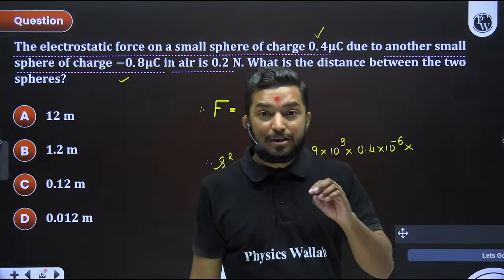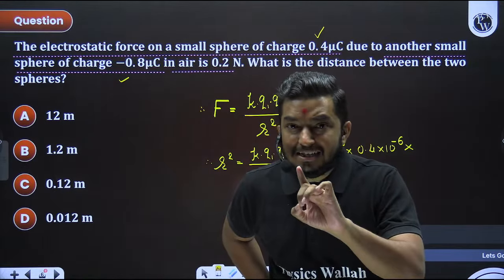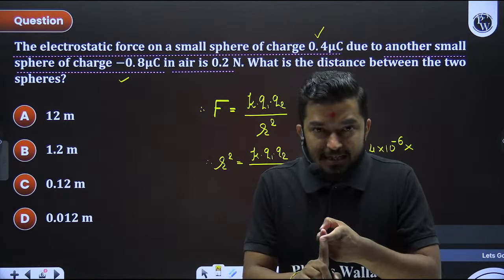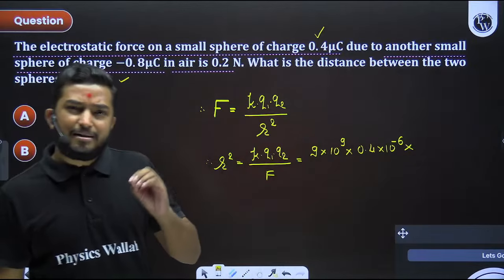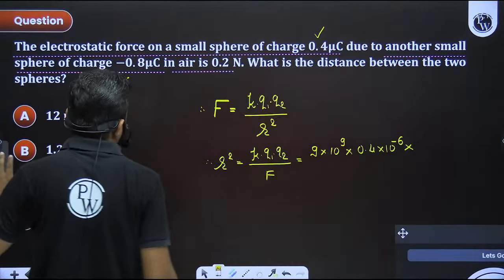So what does it indicate? One charge is positive and the other charge is negative, so there is an attractive force between these two charges. And if both charges are the same, both plus or both negative, then we can say there is a repulsive force. But it is no issue, it does not matter over here.